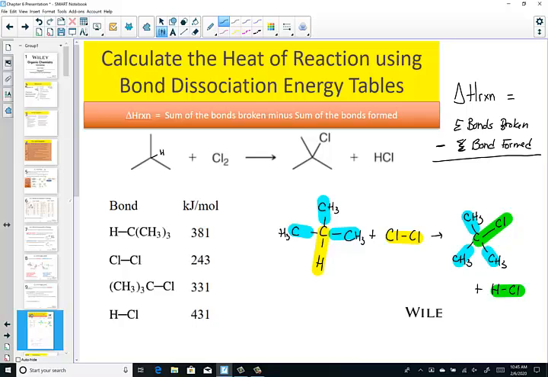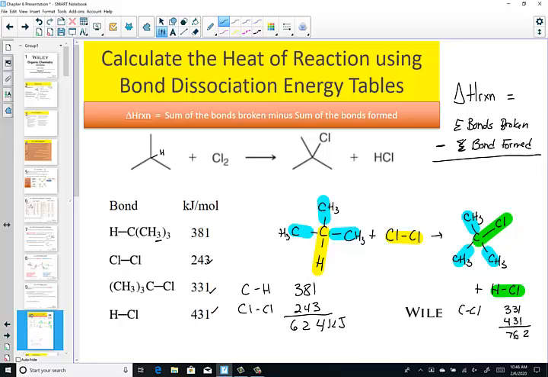So in terms of a carbon to hydrogen bond, and notice that it's attached to that methyl group there, that was given a value of 381. We also broke a chlorine to chlorine bond, which was given a value of 243. So that's a total value of 624 kilojoules of the bonds that were broken. Over here, I'm seeing that we had a carbon to chlorine bond form right here, 331. And an HCl, and that's 431.